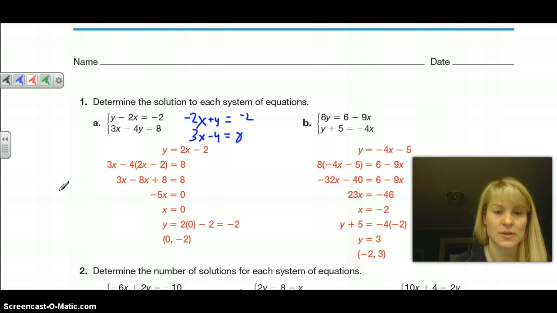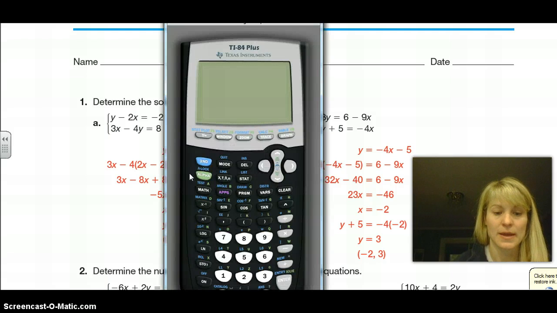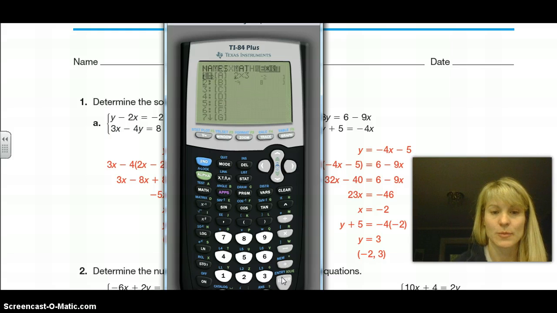And then you could use the matrix. If you just take your calculator here, I already put it in my matrix. I went over to edit, and I put all my numbers in, negative 2, 1, negative 2, 3, negative 4, and 8. Make sure you have that. Then you go second matrix, second quit, excuse me. And then you go second matrix over to math.